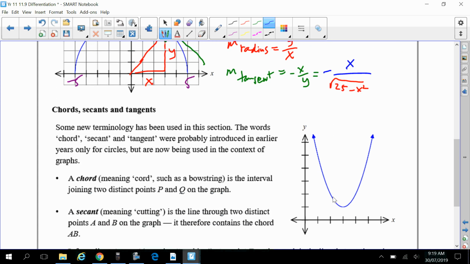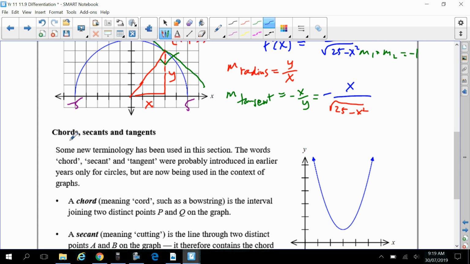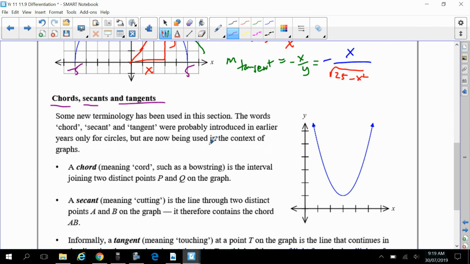Now, before I stop this presentation, please have a look again at some words. Please read the fine print. Chord, secant, tangent. Let's draw something. Some new terminology has been used in this section. The words chord, secant, tangent were probably introduced in early years only for circles, but now are being used in the context of graphs or curves, and they mean the same thing, I think. Chord means, such as a bowstring, the interval joining two distinct points P and Q on the graph. So for example, that's P, that's Q, that's the chord.